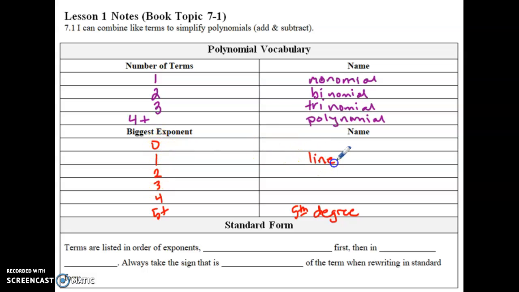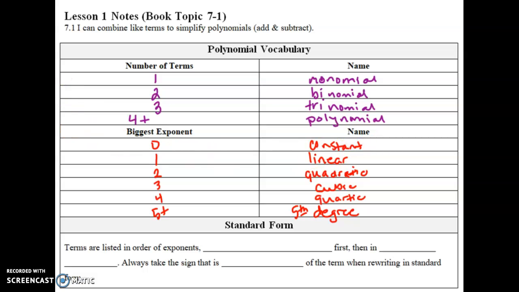1 we've talked about a lot. It's linear. 2 you're going to hear a lot. That's quadratic. 3 is cubic. 4 is quartic. And then if we don't have any variables and we just have a number, like 3, we call that a constant.